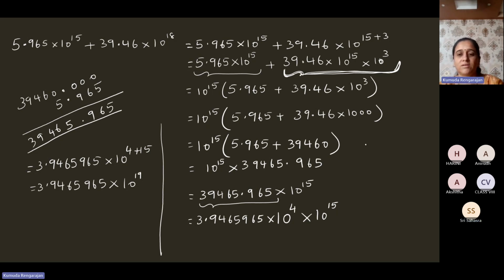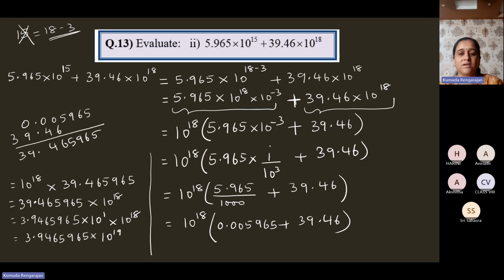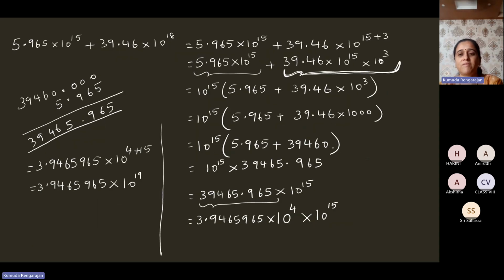Yes. See, in the earlier one, see here, 10 to the power minus 3. So that's nothing but 1 by 10 cubed. And 10 cubed is 1000. So 5.965 by 1000. So when the power is negative, you will have that step. Here the power is positive, no? 10 to the power 3. So that is 1000. 10 into 10 into 10, 1000.